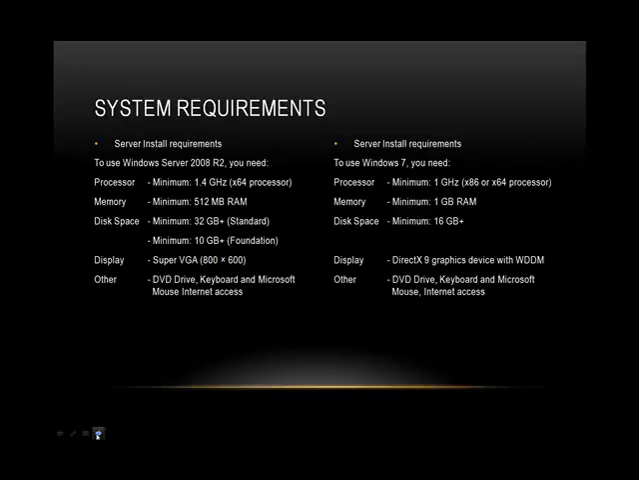Our first slide shows the system requirements. These are the minimum system requirements for Windows Server 2008, and then our workstation clients, which was Windows 7. Here you will see the minimum processor specifications, memory specifications, and disk space. There are also other considerations when installing the operating system or selecting a box to install the operating system on.